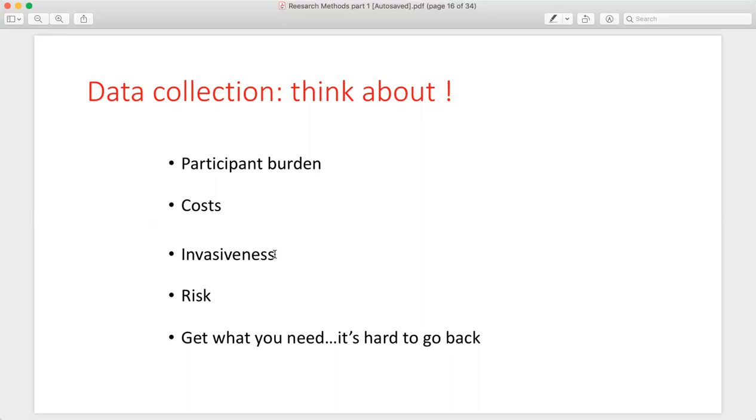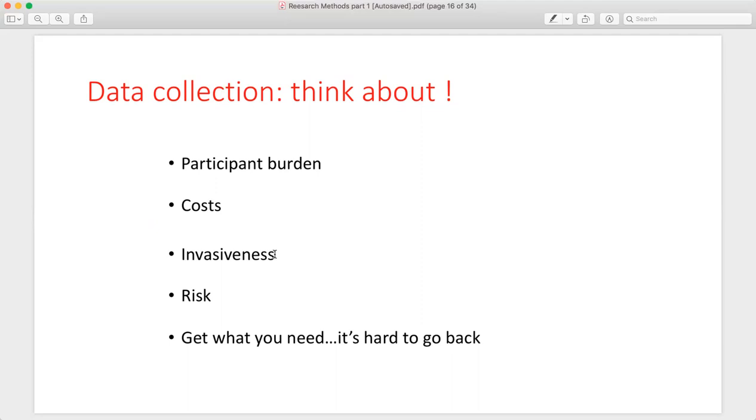Invasiveness, how invasive the procedure is, is very important. There is much more ethical consideration when you are using an invasive process compared to when you're not using an invasive process. So be very selective about it. What are the risks of participation to the participant, and how will you weigh it?